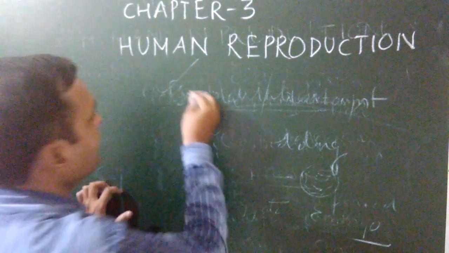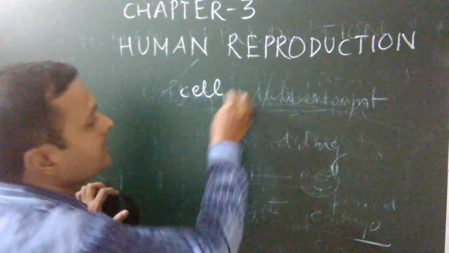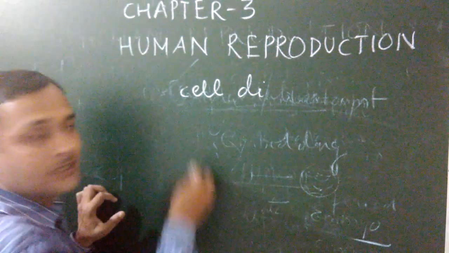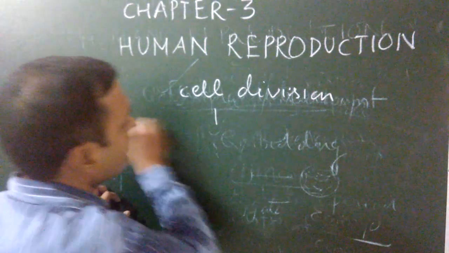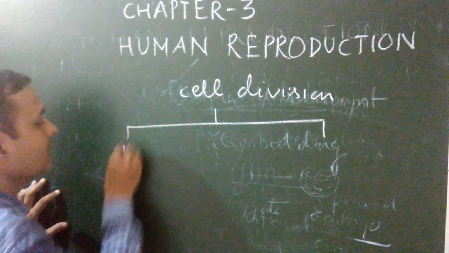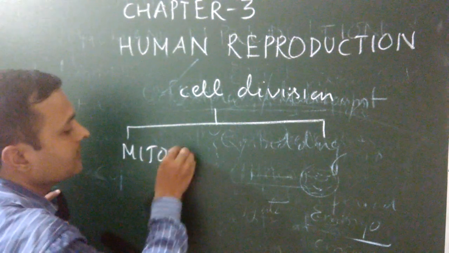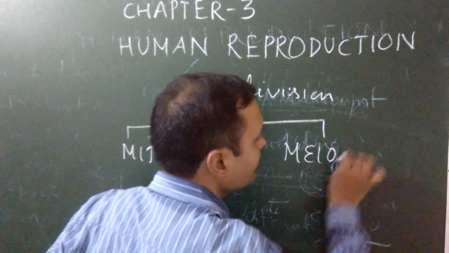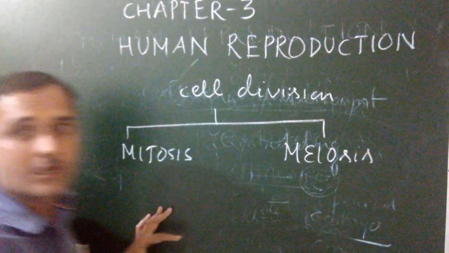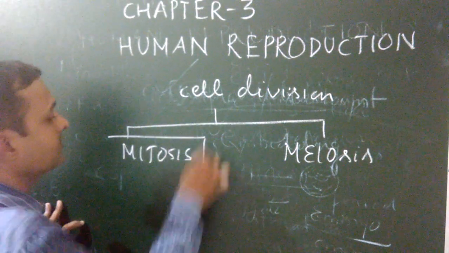The process by which a cell divides is known as cell division. There are two types of cell division. You know, in class 11 also, the first one is known as mitosis, and the second one is known as meiosis.